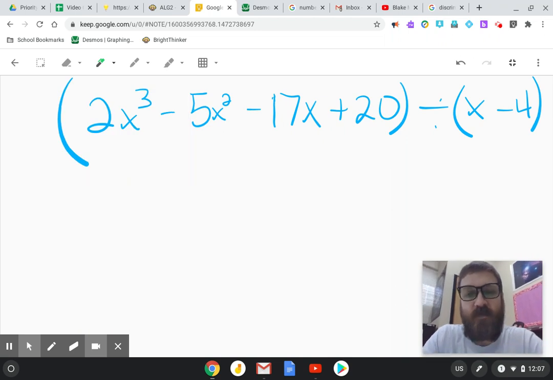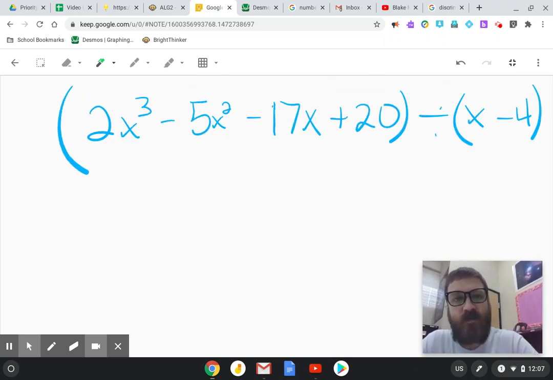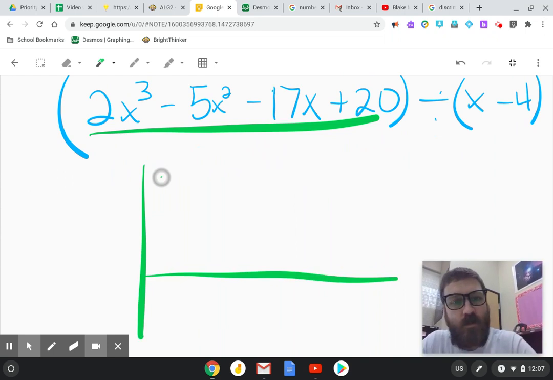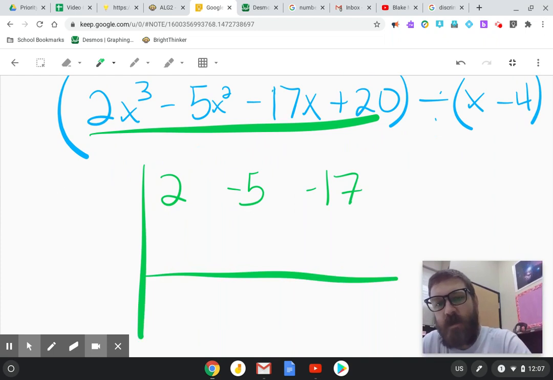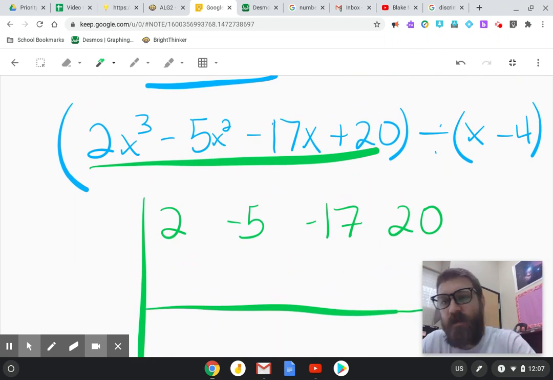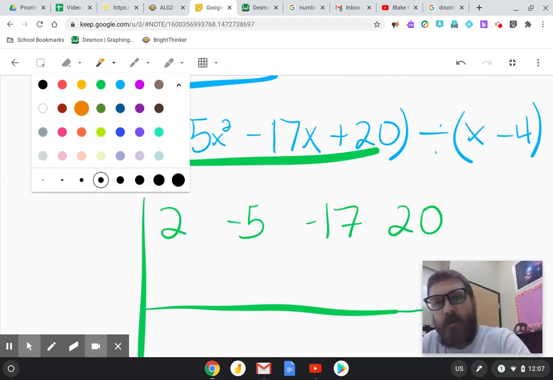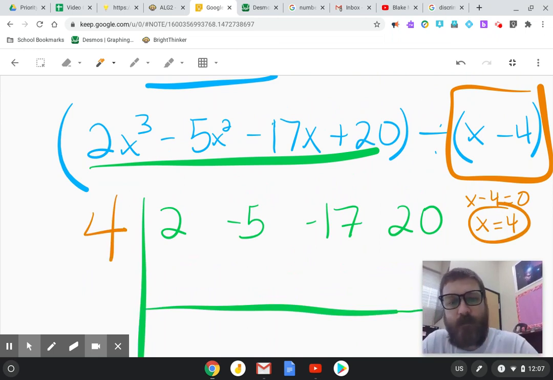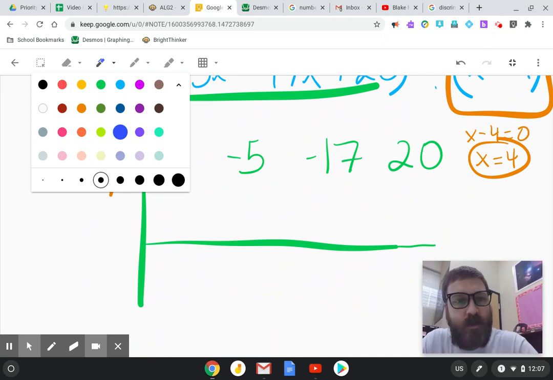All right, so let's talk through again what we do to rewrite the expression in synthetic notation, or synthetic division. We're going to start with the coefficients of this right here, and they're going to be going across the top of my little framework: 2, -5, -17, and 20. Then I'm going to write the zero of this term. So for x minus 4, x minus 4 equals 0, x equals 4. That is the zero, so the 4 goes here. And then I begin doing the process.